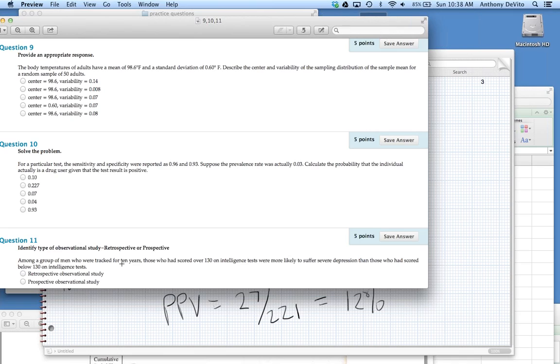Identify the type of study. A group of men who were tracked for 10 years who had scored 130, likely to suffer severe depression. They must give you more than two choices there, right? Below 130 unintelligent. Okay, a group of men were tracked for 10 years. Anyone want to guess what kind of study that is? I'm not going to give you the answer on that one. You could have retrospective, prospective, and so on and so forth. We have a little bit of a disagreement there, right? Rather than answer that question for you, let me give you a perspective.